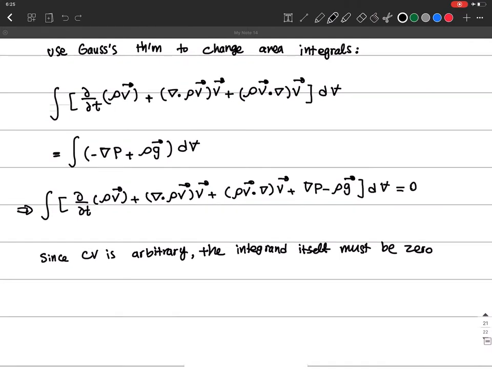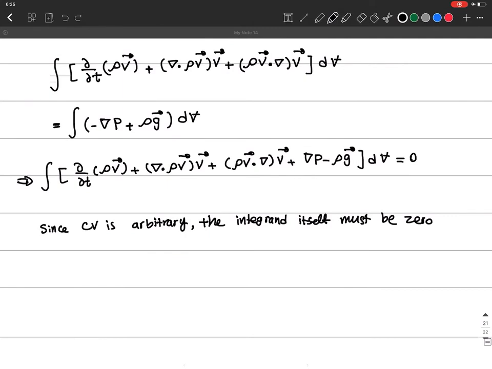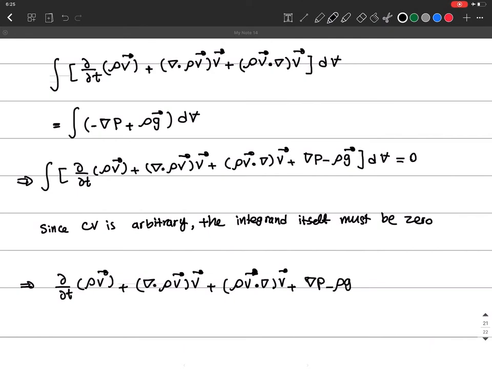So what does this mean? This gives me this equation: partial over partial t of rho v, plus grad dot rho v times v, plus rho v dot grad v, plus grad p minus rho g, equals 0.